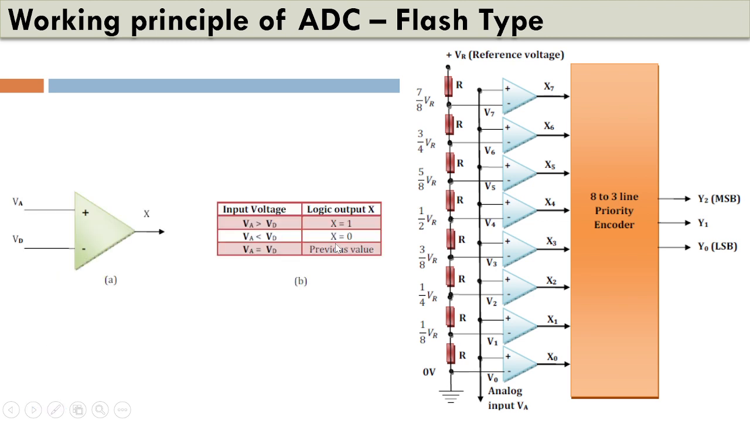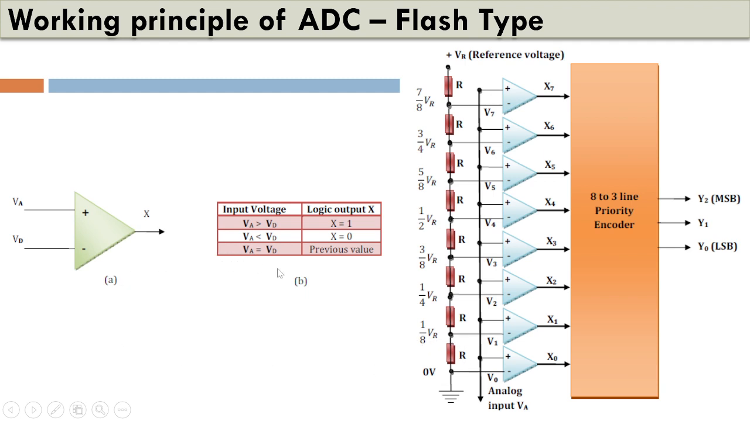Now let's have a look at what happens to the voltages. What happens to the comparator when a different type of voltage appears at the input of the comparator? Suppose we have VA at the non-inverting terminal, and the reference voltage VD, or the voltage that is because of the potential dividers.